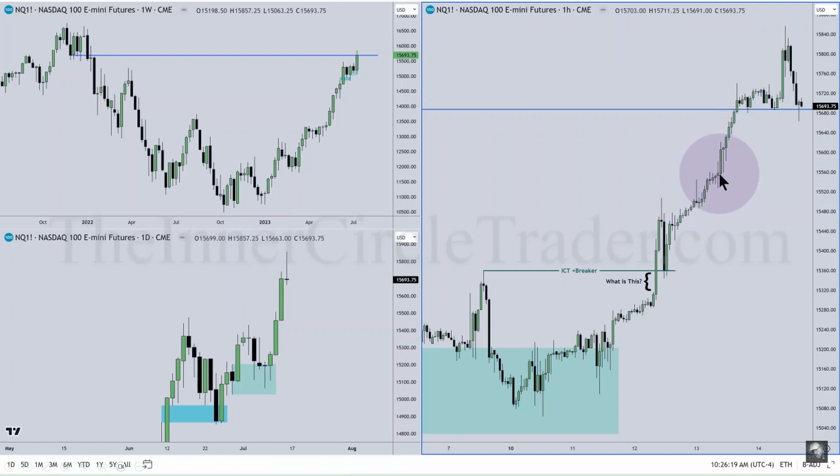What do we do now? We start expanding aggressively towards that weekly mitigation block, this level right here. And we trade up into that level there, and then we consolidate.